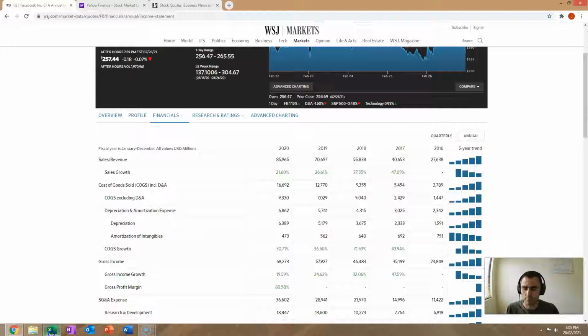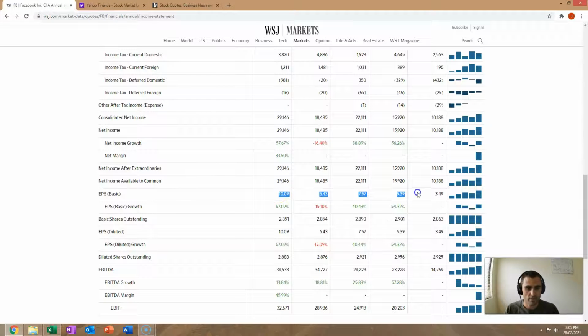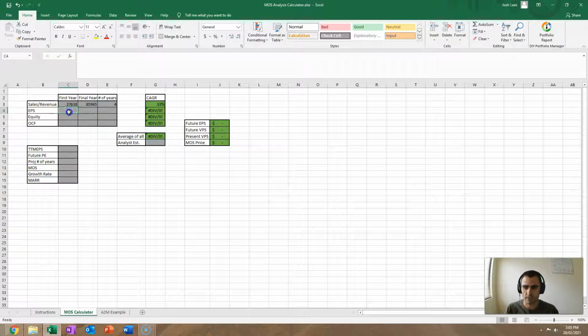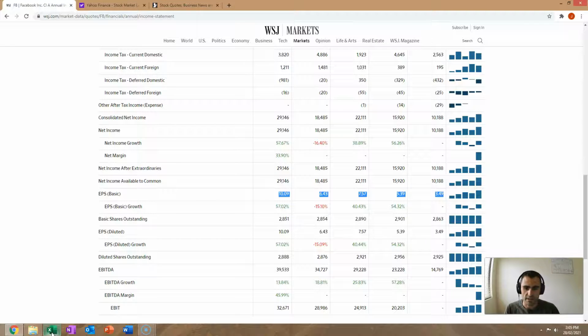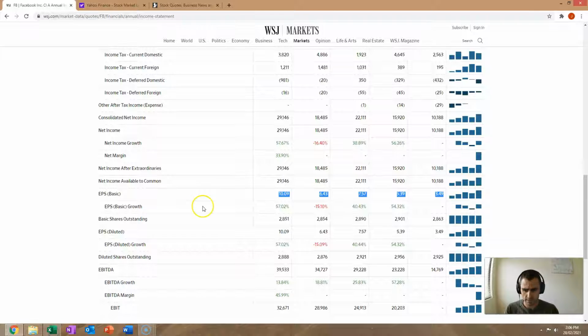We'll continue on with earnings per share. Here we have earnings per share basic. The first year is 3.49, so here we'll put 3.49. The last year is 10.09, and that's over 4 years also. So the compound annual growth rate for earnings per share has been 30%.